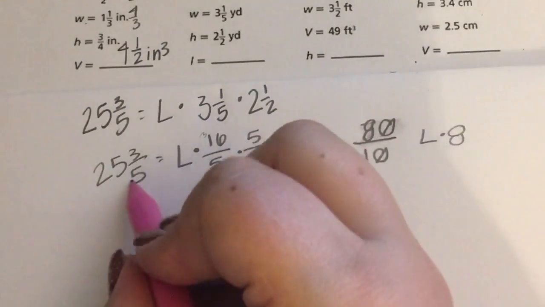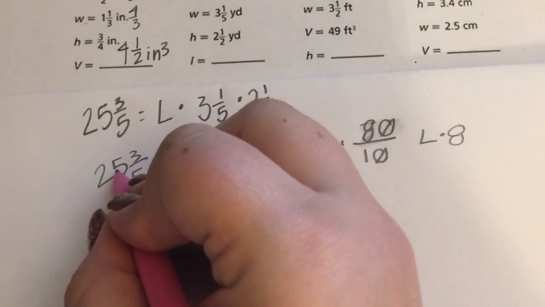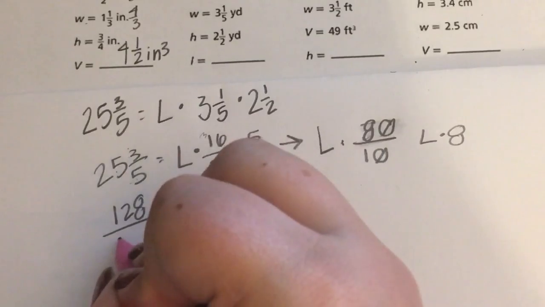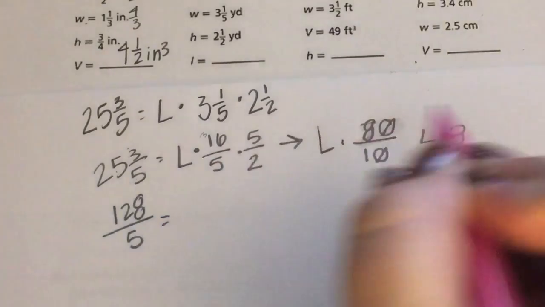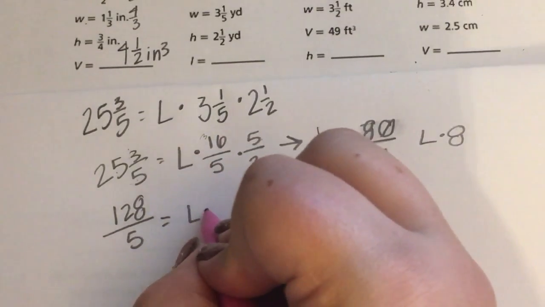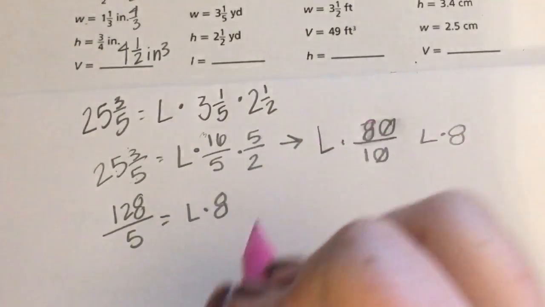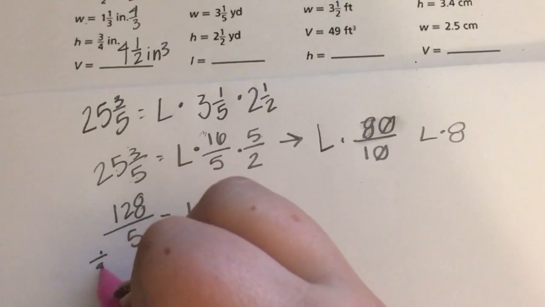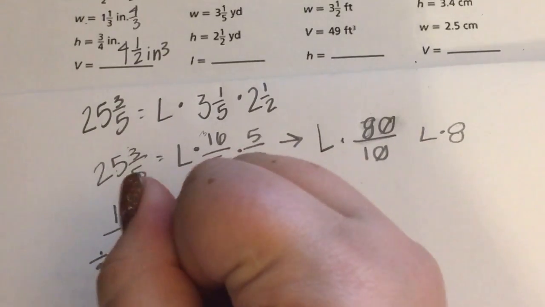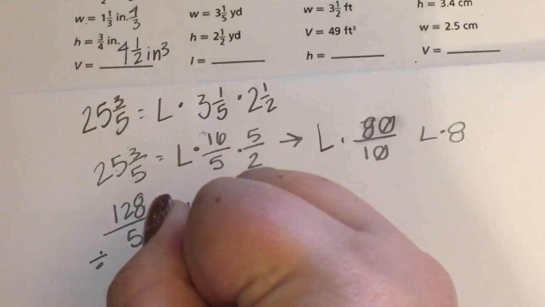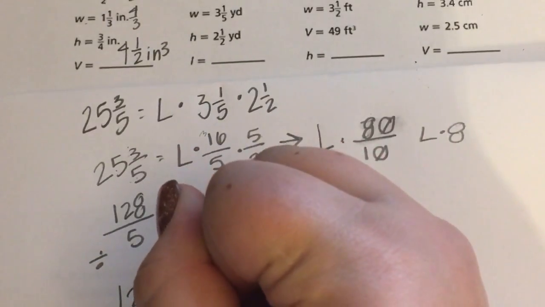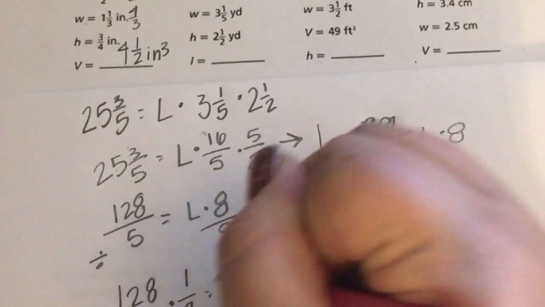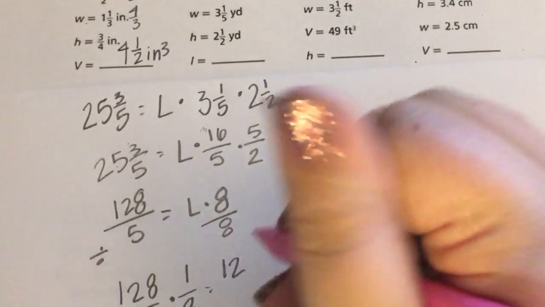So now I need to write this as 25 times 5 is 125 plus 3 is 128 over 5 is equal to length times 8. I do the opposite to find the answer, so I divide by 8 to get my L all alone. When I divide, I'm really doing flip it, change it, multiply. So it's 128 over 5 multiplied by 1/8.